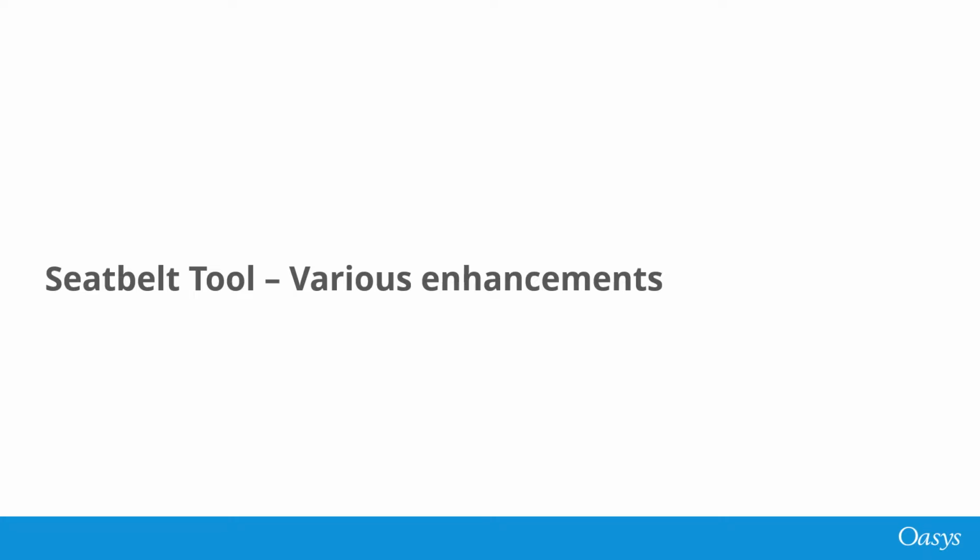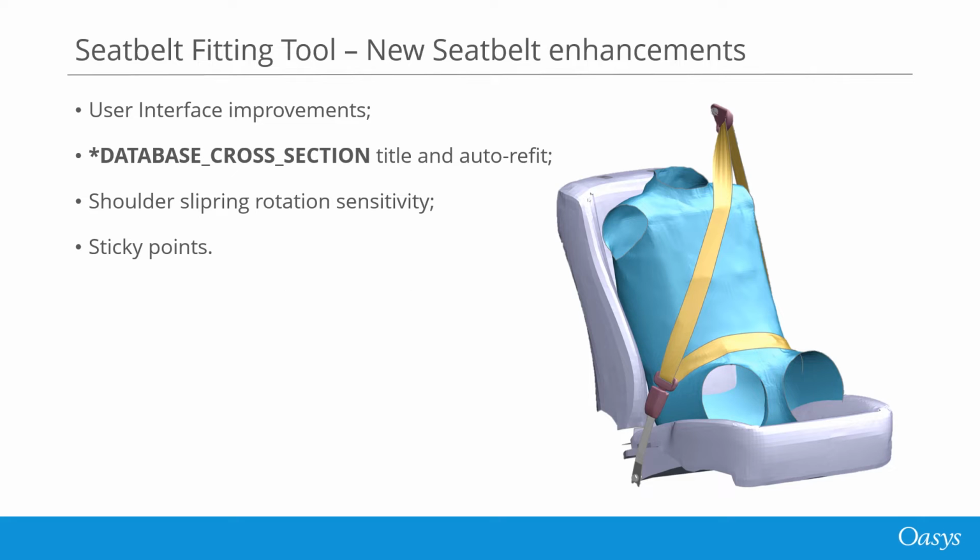This video will take you through the updates made to the Seatbelt tool in Oasys 21. There are 4 key enhancements I want to present. 2 enhancements that improve the usability of the tool by changes to the user interface and updates to the titles of generated database cross-section cards.